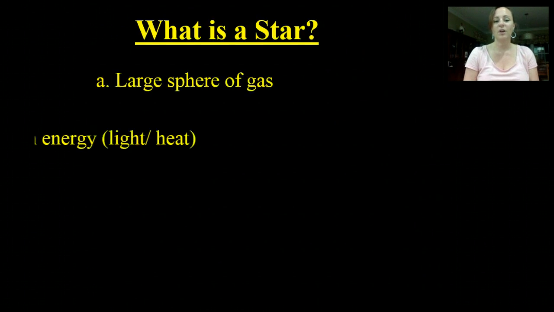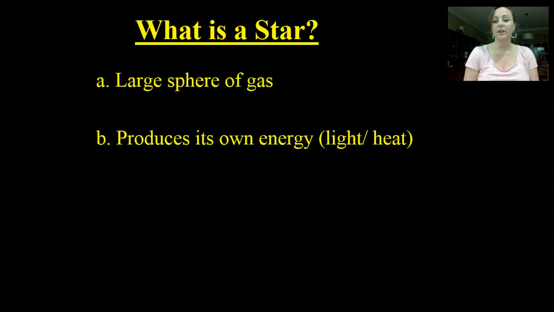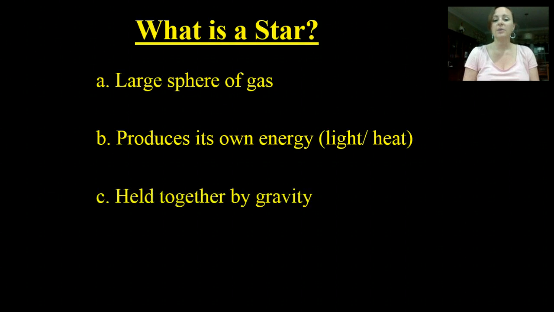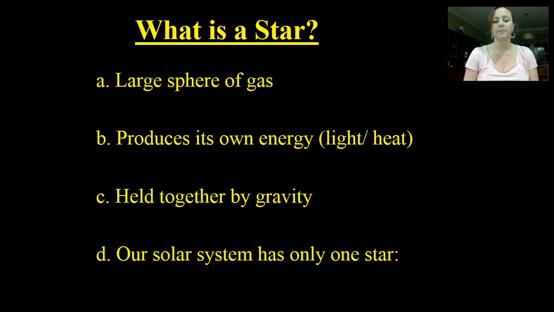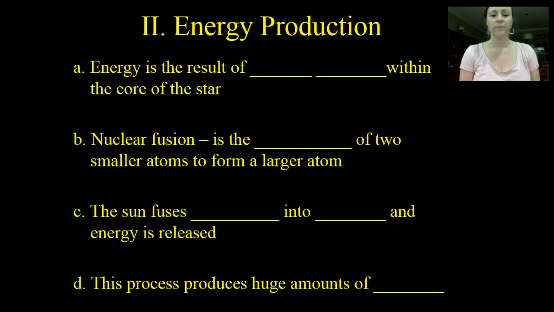So what is a star? Well, it's a large sphere of gas. It produces its own energy, which means it produces light and heat energy. And all of that is held together by gravity. Our solar system has only one star. That's it, the sun.